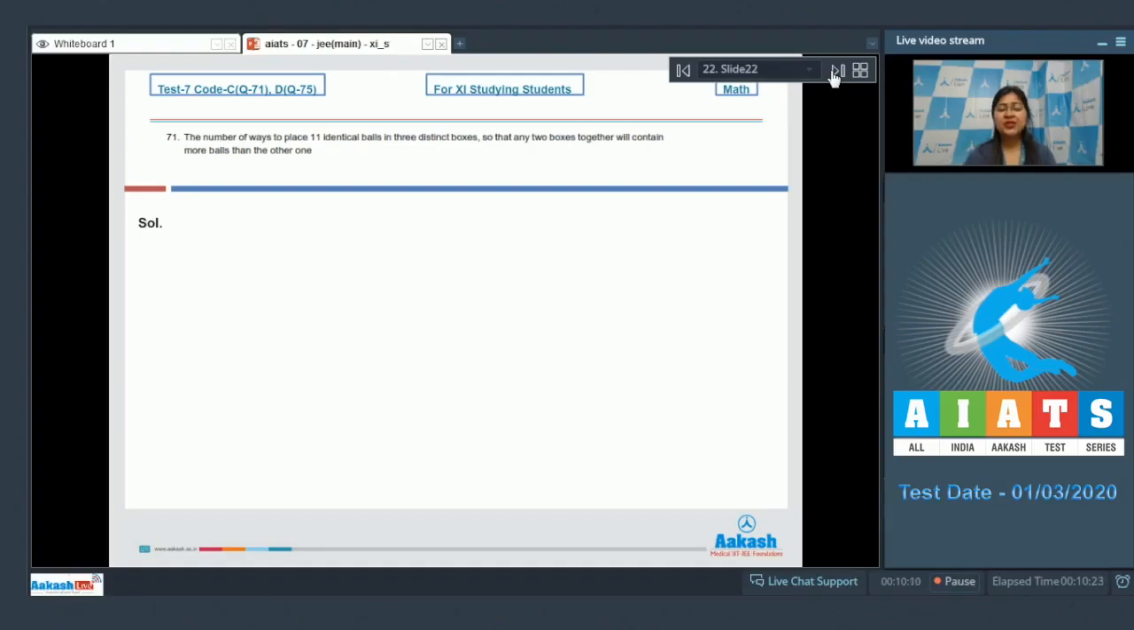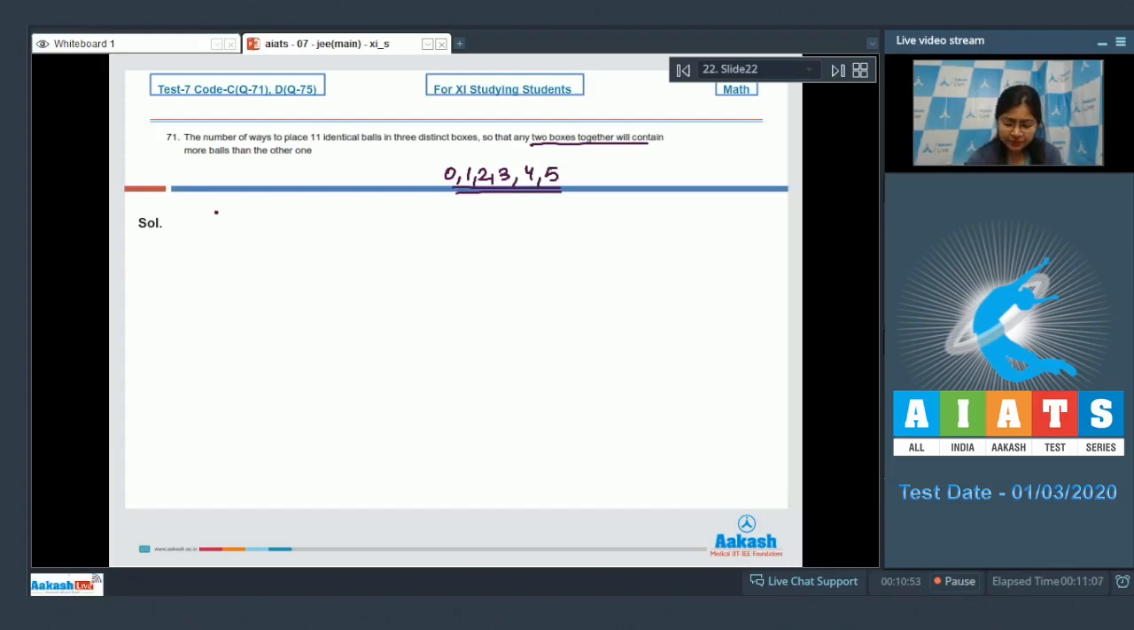So question number 71 says: the number of ways to place 11 identical balls in 3 distinct boxes so that any 2 boxes together will contain more balls than the other one. See, this condition will be satisfied if the boxes contain either 0, 1, 2, 3, 4 or 5 balls. It cannot contain 6 balls. If any one of them contains 6 balls, then it will contain more balls than the other 2, which is not required. It can have either 0, 1, 2, 3, 4 or 5, right?